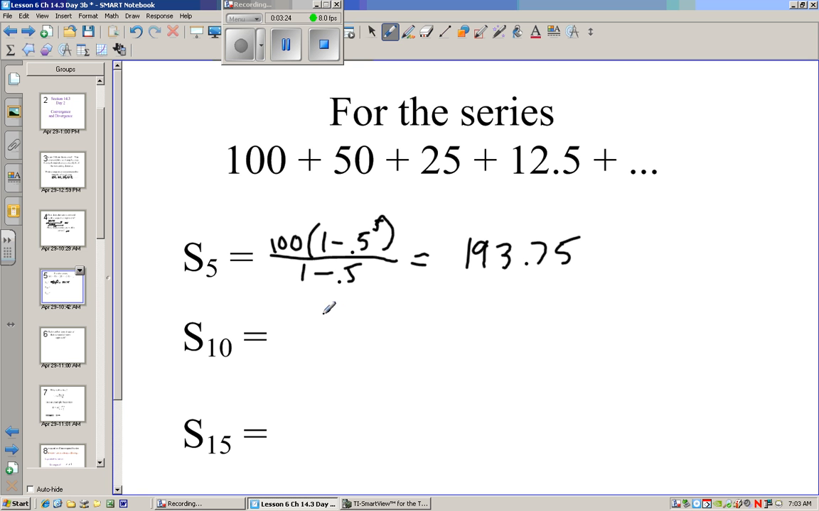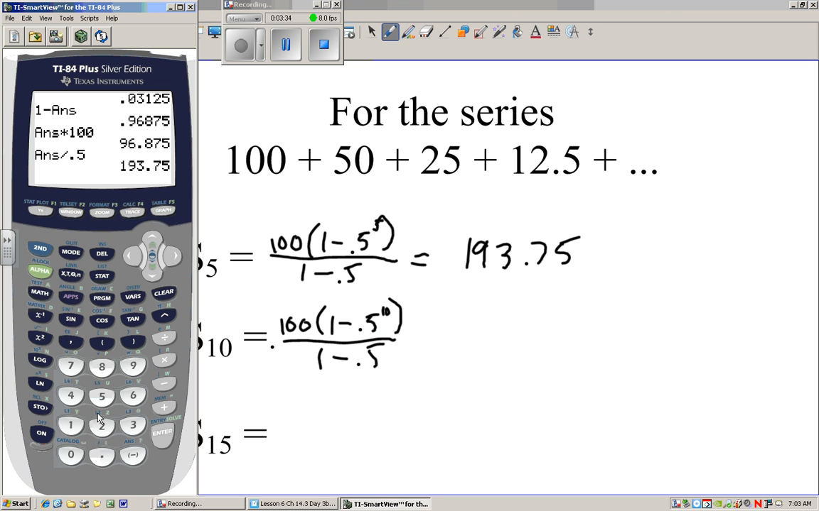Now, let's do S of 10. 100 times 1 minus 0.5 to the 10th, all over 1 minus 0.5. So 0.5 to the 10th. See, now that's a really small number. 1 minus that number is going to be pretty close to 1, 0.999. Multiply that by 100 and divide that by 0.5, and we get 199.8.